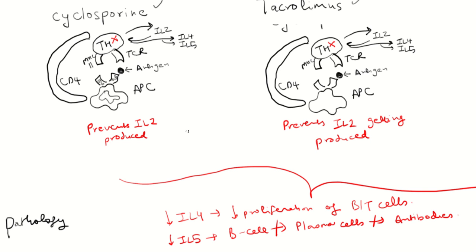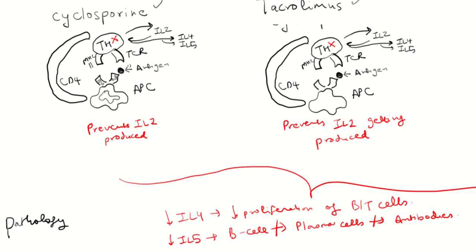So interleukin 4, what does that do? It proliferates more B and T cells, the same kind that were involved in this interaction, right? And then interleukin 5, what does that do? It gets the B cells now to differentiate into plasma cells, which gives me antibodies. So I get more B cells, T cells, and antibodies specific to that particular antigen.